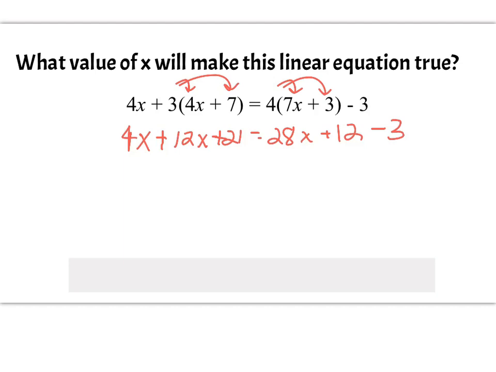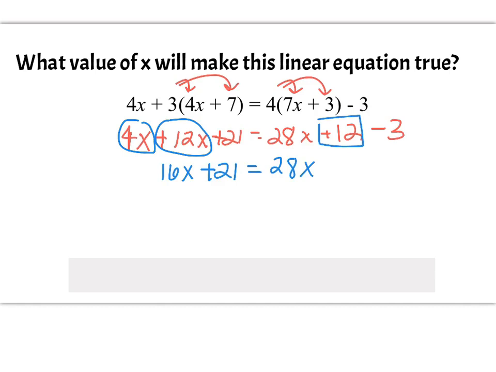All right, so both sides are still really long. Now I can look and I can combine like terms. On the same side, I have a positive 4 and a positive 12. Since they're on the same side of the equal sign, I'm going to combine them and get 16x. I have nothing to combine with the 21, so I'm just going to bring that down. On the right side, I only have one x, this 28x. I can't combine it with anything. But I do have a positive 12 and a minus 3. So I'm going to combine by subtracting, 12 minus 3 is 9, and it's going to be a positive since we have more positives. Now there's no parentheses.